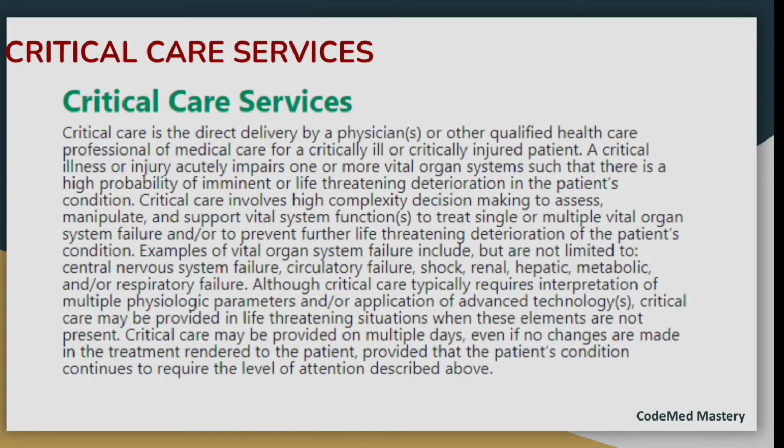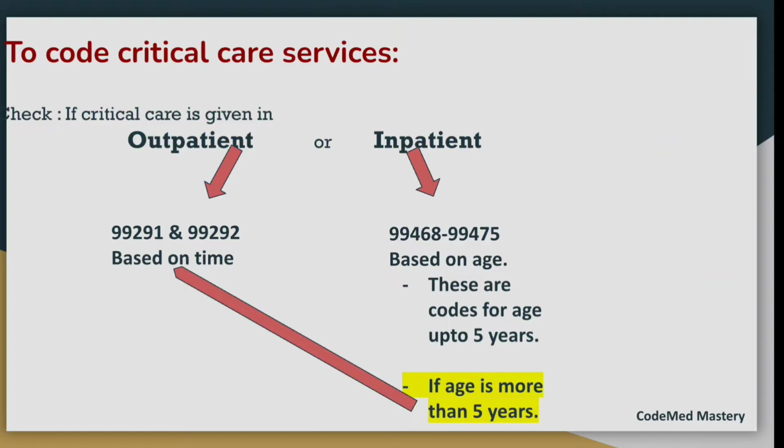Now let us move to the important guideline in E/M, that is critical care services. This is in your CPT book page number 24. So what is critical care? Critical care is the direct delivery by a physician or other qualified healthcare professional of medical care for a critically ill or critically injured patient. Now let's see how to code critical care services. To code critical care services, you have to check if the critical care is given in outpatient setting or inpatient setting. So outpatient setting may be emergency department, physician office, nursing facility, and inpatient services admission to hospital.